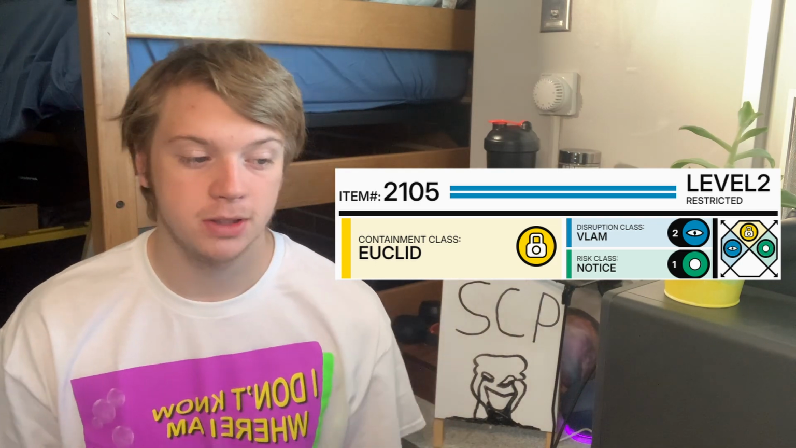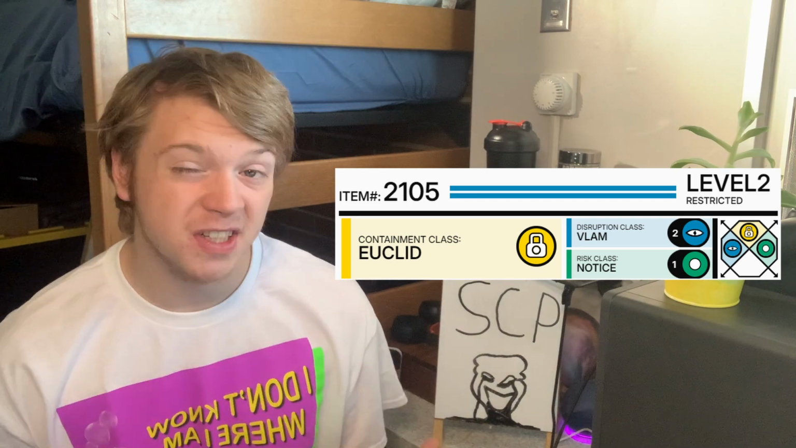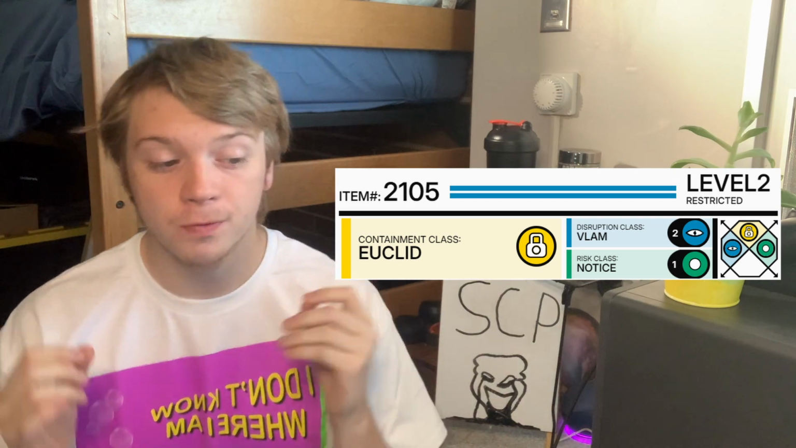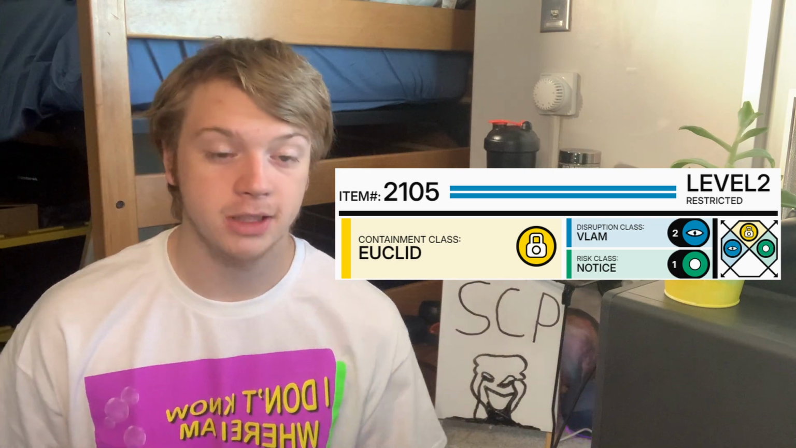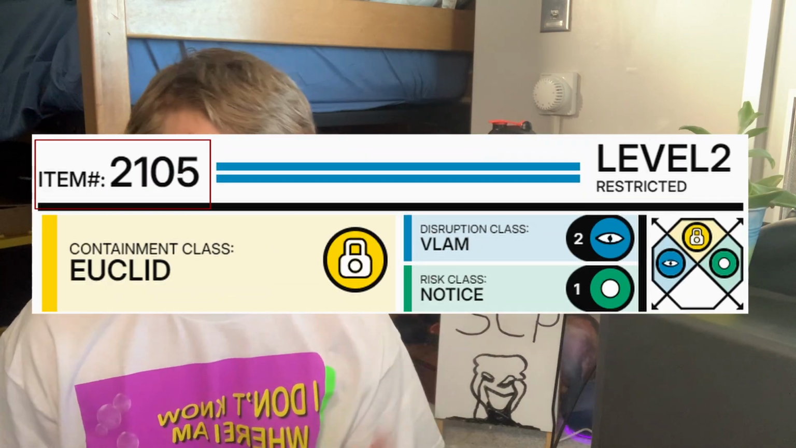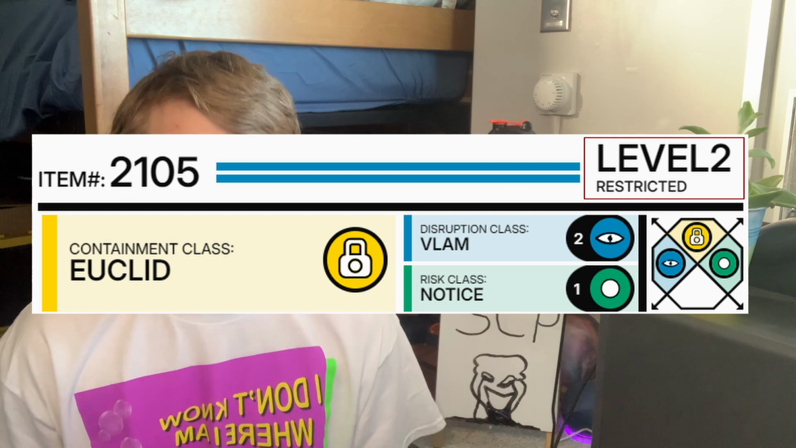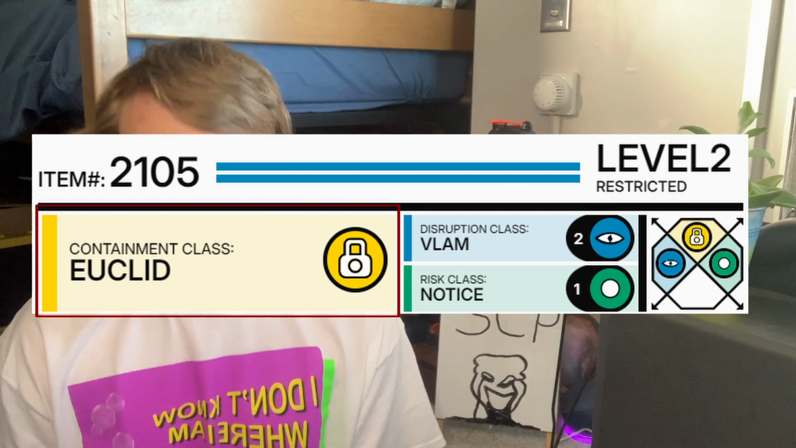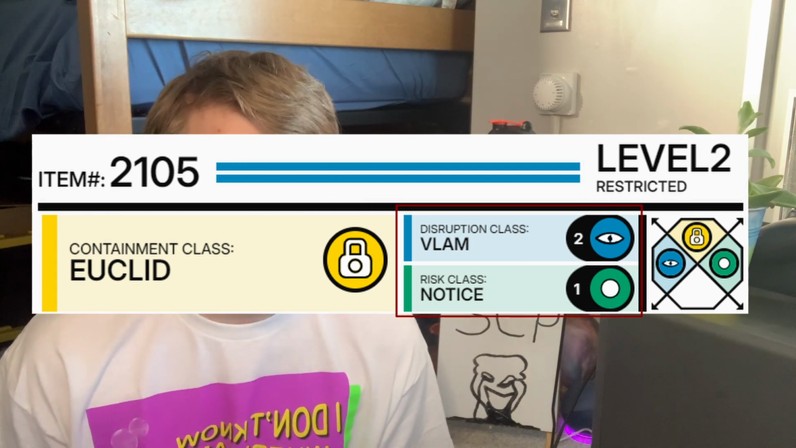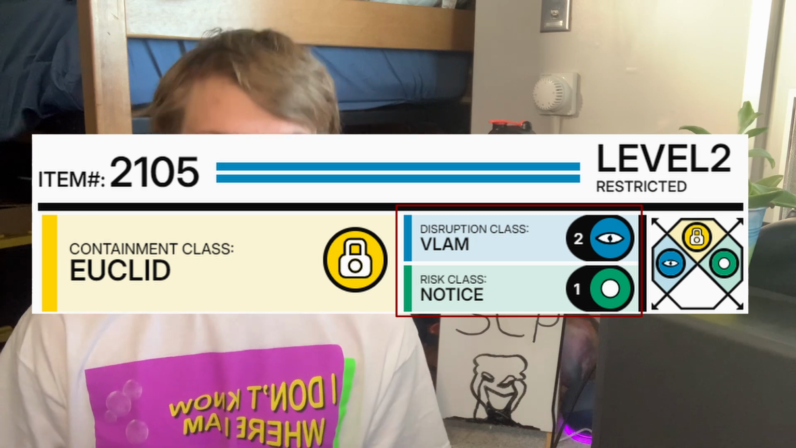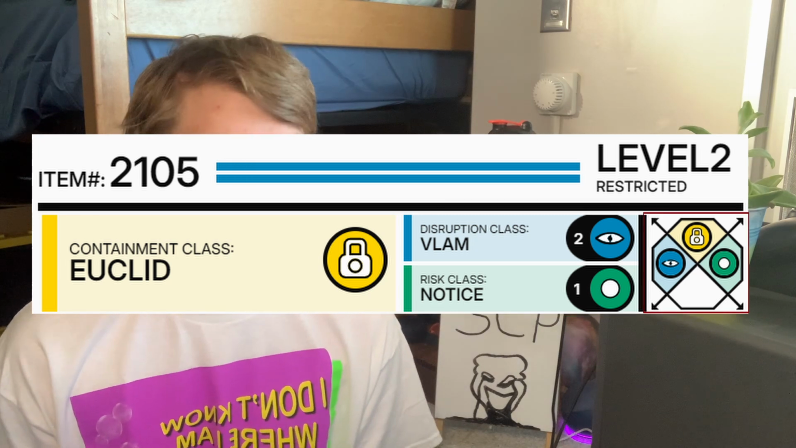This system was put into place as there was a belief that the previous ACS was not expansive or focused enough, and there could be better clarifications. This blackguard is split into 7 segments: the item number, the level bars, the classification level, the containment class and secondary class, the disruption class, the risk class, and finally, the classification diamond.